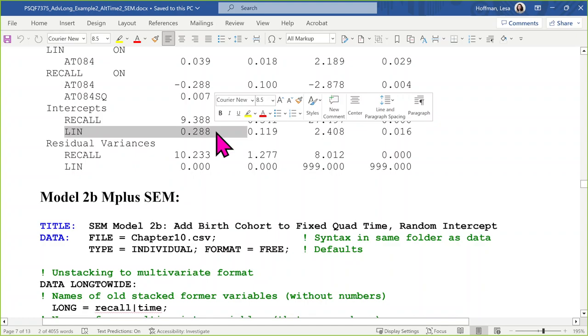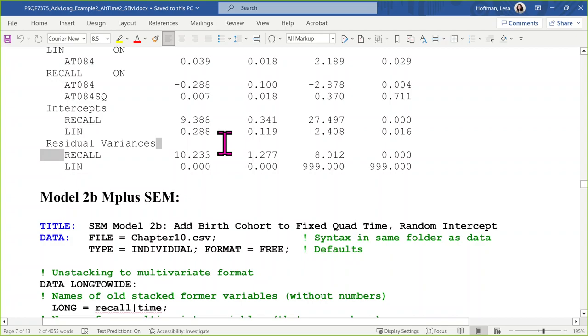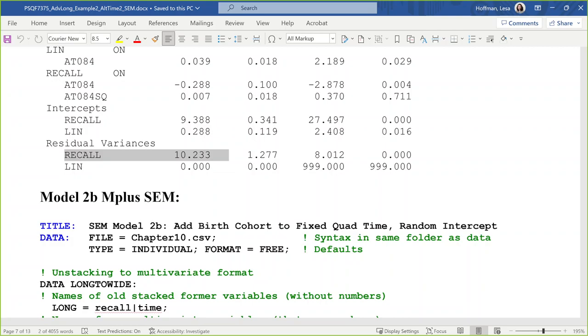And then last but not least, under residual variances, what is this number 10? And don't tell me it's level one residual, because that's not what it is. What's left? It's in the between model. There's your hint. Yeah, that's my random intercept variance.